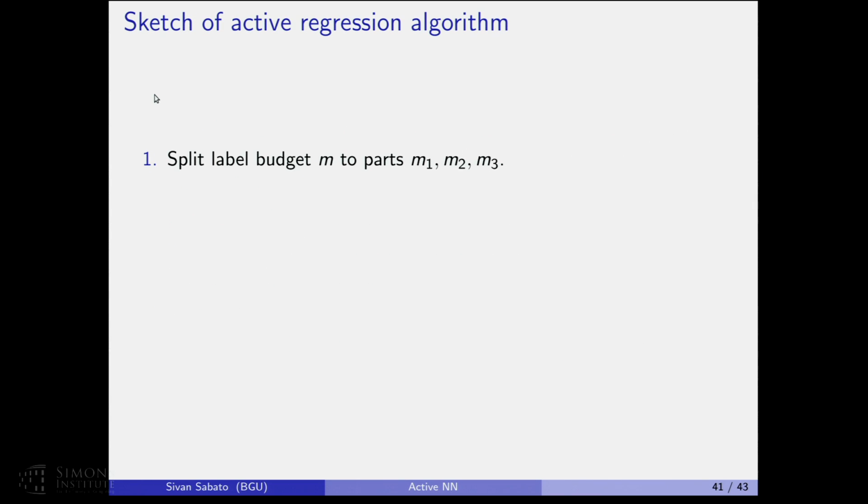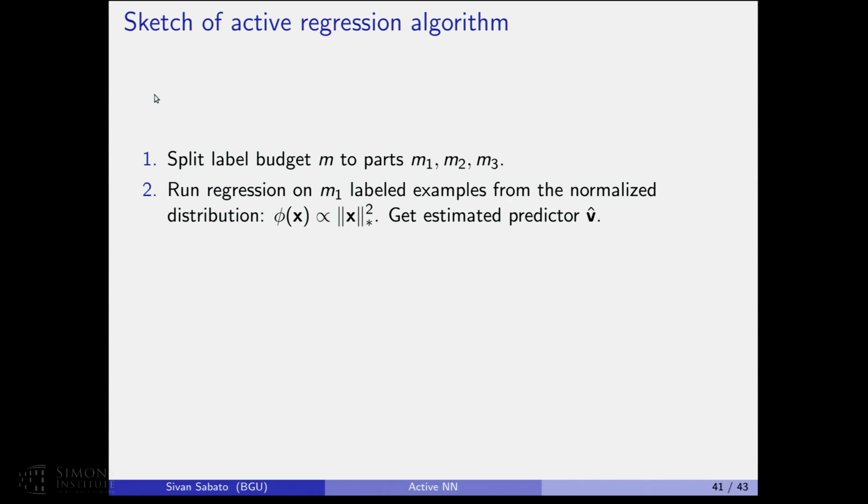So I'll just show the sketch of the algorithm. We have a label budget. We split it into 3 parts. We use the first part to run a regression on the labeled examples from some normalized distribution, and we get some predictor v hat. This v hat is not so good. It cannot be used as our output, but it can be used to estimate phi.